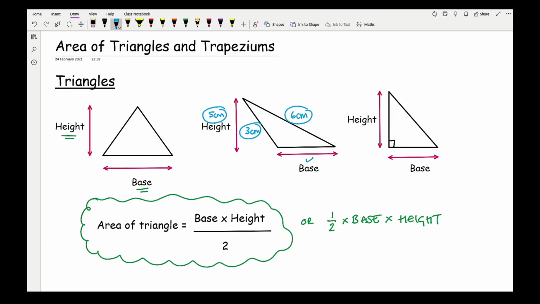Now, if you're given a right angle triangle, then you just need to look at what we call the two perpendicular sides. In other words, the two sides that are connected to the right angle. So never the diagonal, just the other two sides. And again, that generally applies to right angle triangles only.